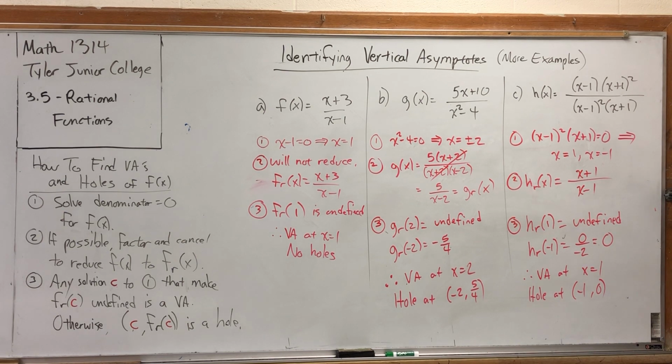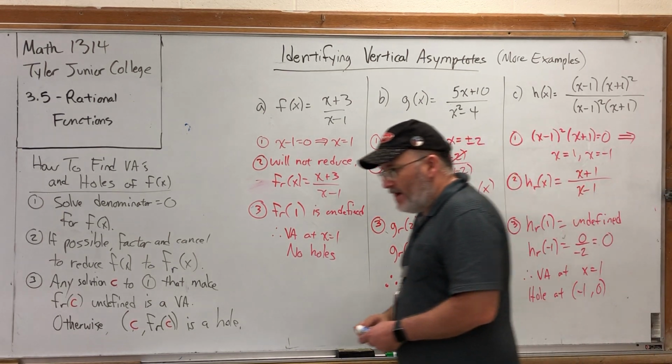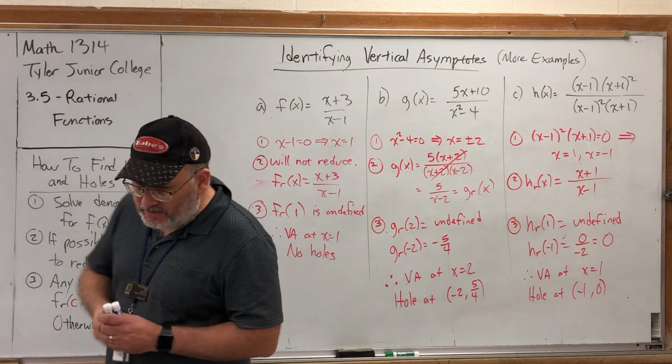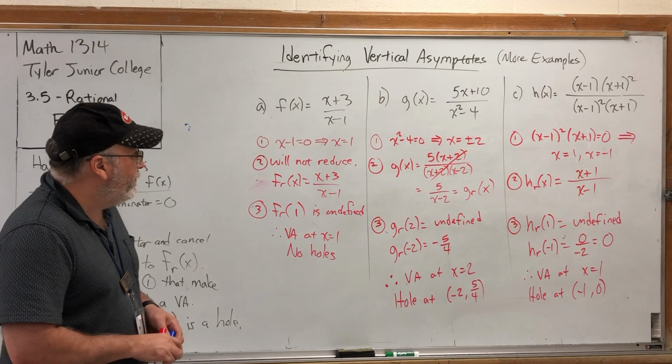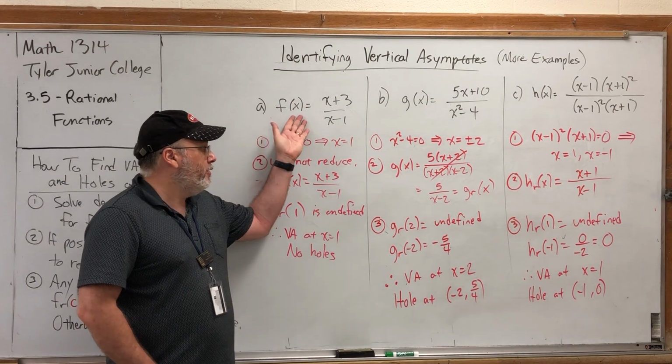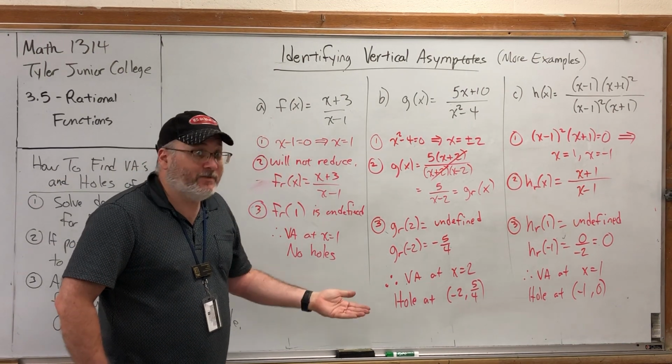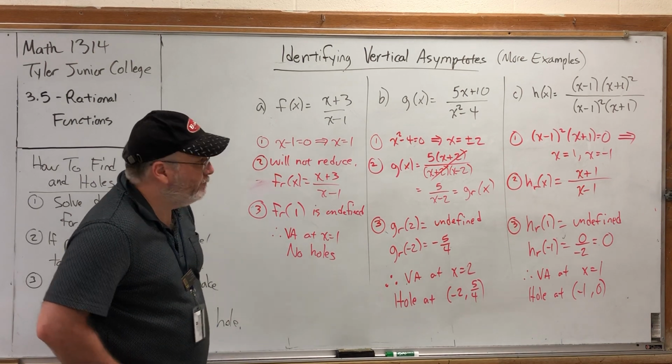So, canceled factors doesn't mean hole in graph. Canceled factors means you may have a hole or you may have a vertical asymptote. But if there are no canceled factors like over here, then everything that you find is a vertical asymptote. You don't have to check.